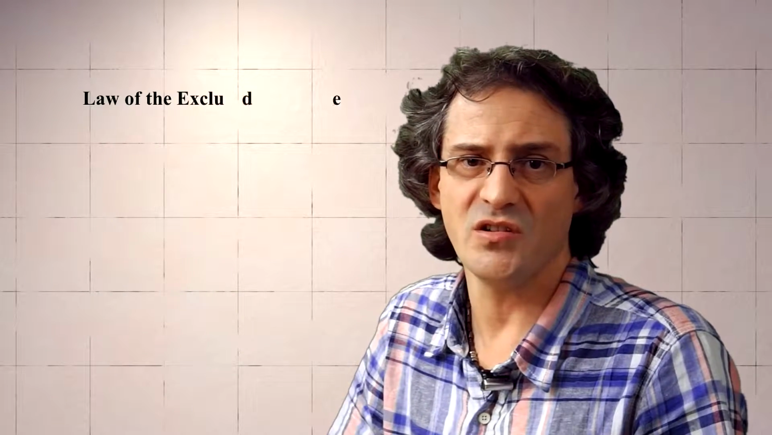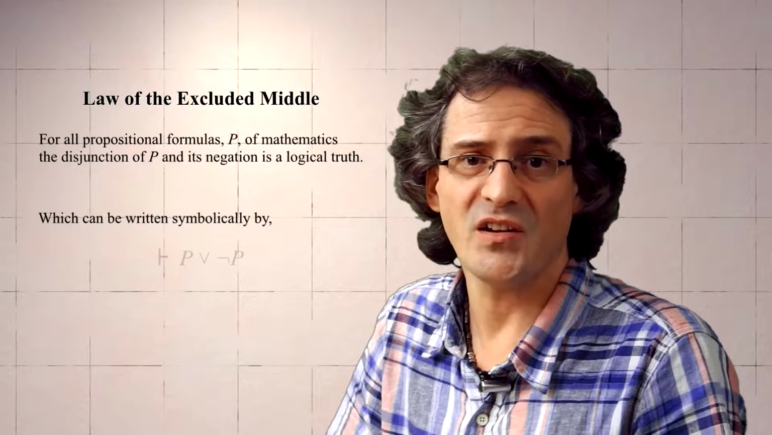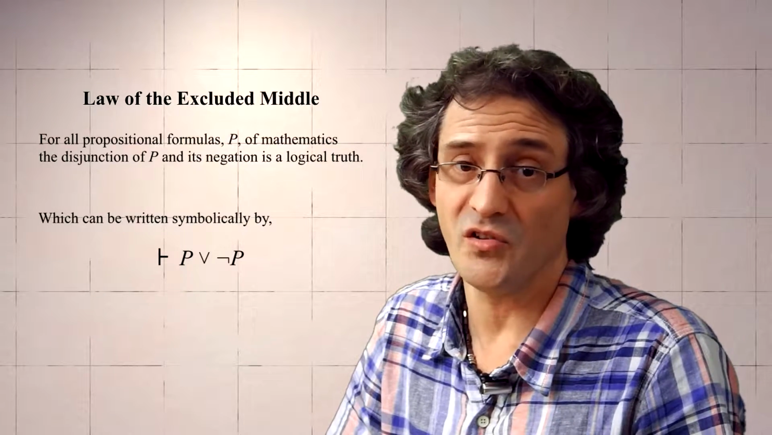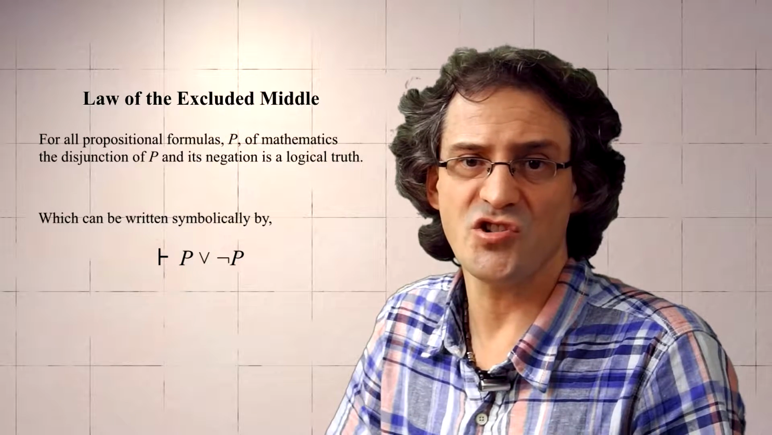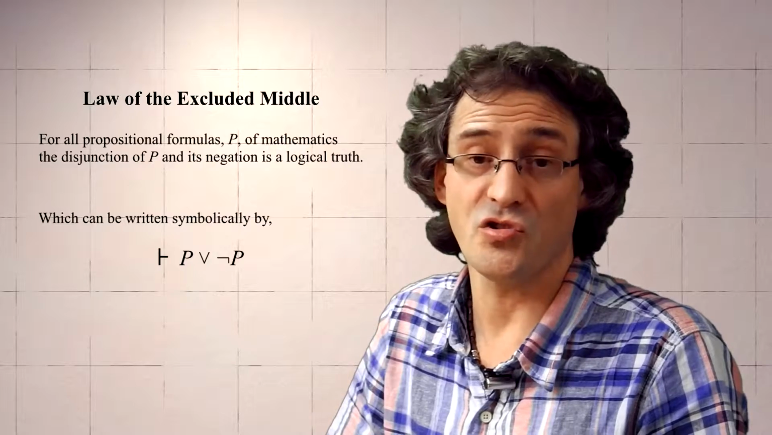It was introduced by the Dutch mathematician Luitzen E. J. Brouwer, and despite still being studied today, intuitionism takes a significant deviation from classical mathematics. This includes the rejection of the law of the excluded middle, which asserts that for all propositional formulas of mathematics, the disjunction of such a proposition and its negation is a logical truth.